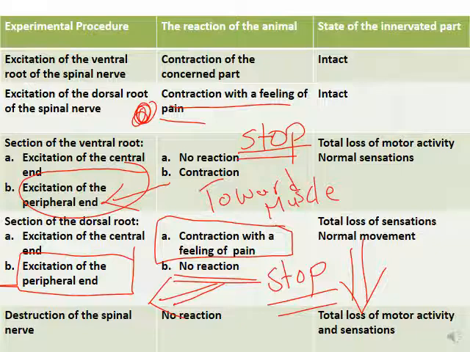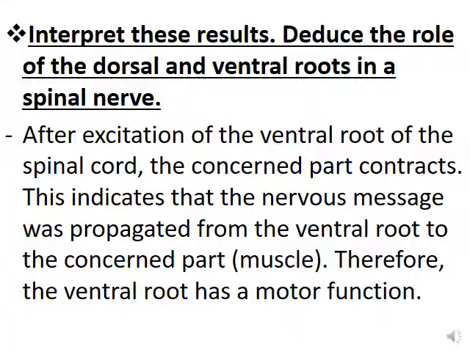Okay, this is the most important experiment in the nervous system, in neurophysiology, which is the experiment of Magendie. Okay, so they said: interpret the results, deduce the role of the dorsal and the ventral roots. So, interpretation with deduction. After excitation of the ventral root of the spinal cord, the concerned part contracts.